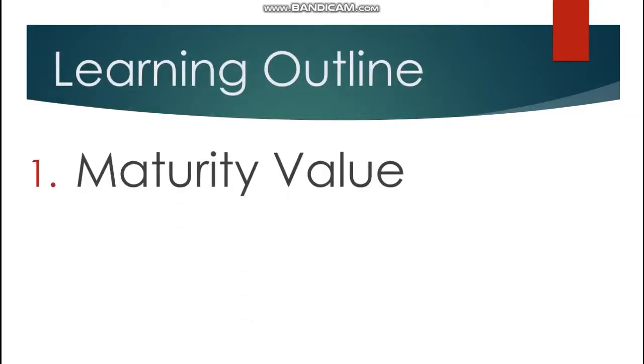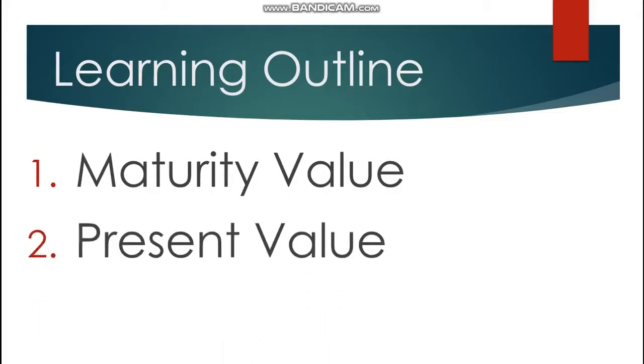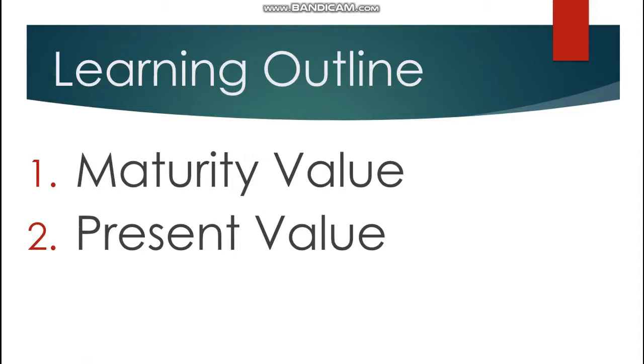And the learning outline is number one, we have the maturity value, also called the future value of money or the final amount. And number two is the present value, also called the principal. Okay. Now, before I discuss the maturity value of a compound interest, let us first define compound interest and then differentiate simple and compound interest.